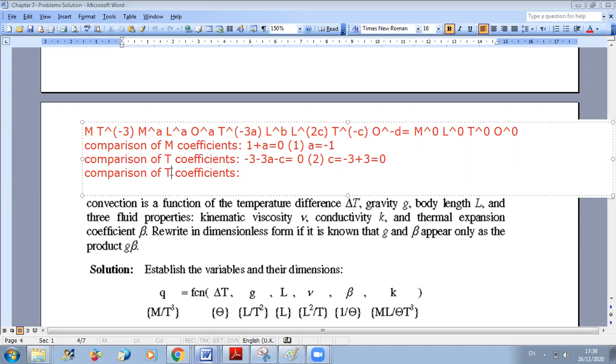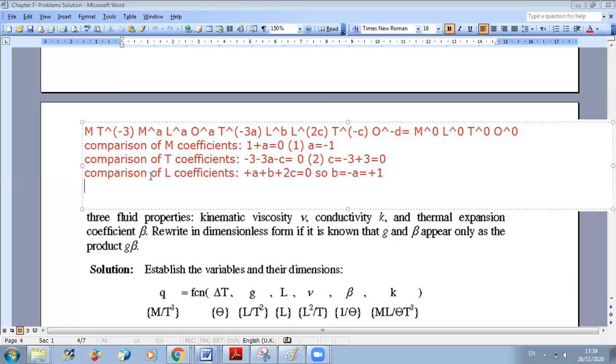Comparison of L coefficients now. So for L coefficients, what do we have? We have first L to the power A, so plus A. We have L to the power B, so plus B. We have plus 2C, and that's it, equals to 0. So now we have already seen that C is 0 and A is minus 1, so B is equal to minus A, equals to plus 1. This is the constant B.